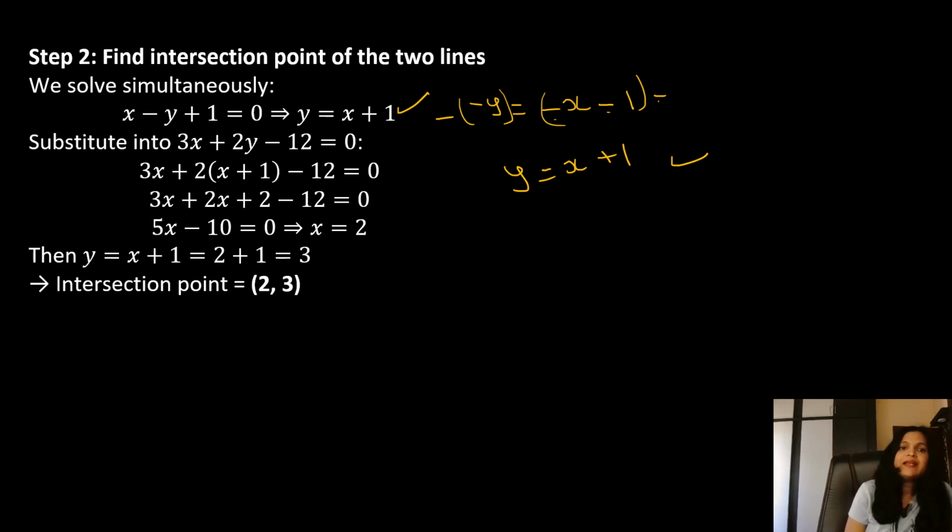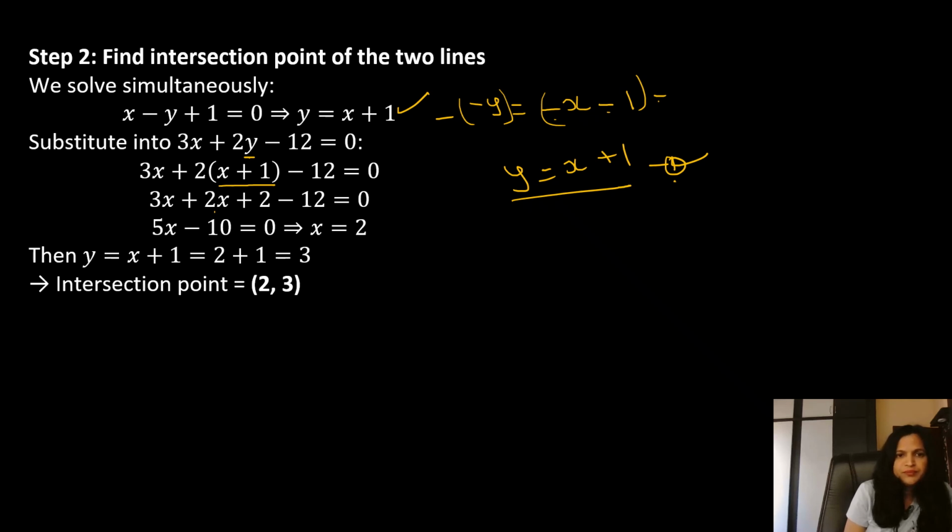Substitute the values in the second equation, 3x plus 2y minus 12 equal to 0. That's why where y is here, I put x plus 1, this value from equation number 1. I am substituting the y value, 2 into x plus 1. Now 2 into x, 2x, 2 into 1, 2. Remaining as it is, 3x plus 2x plus 2 minus 12.